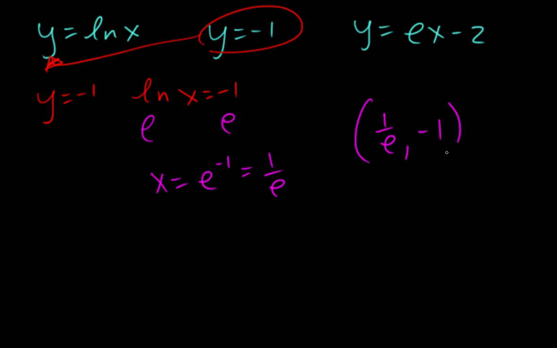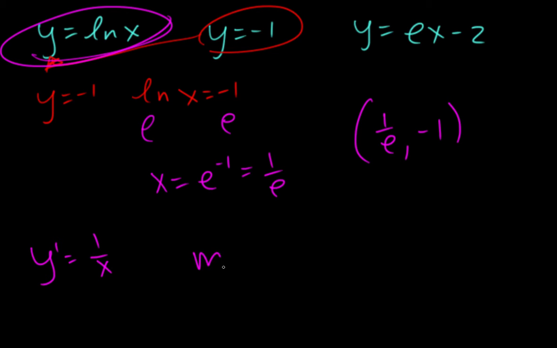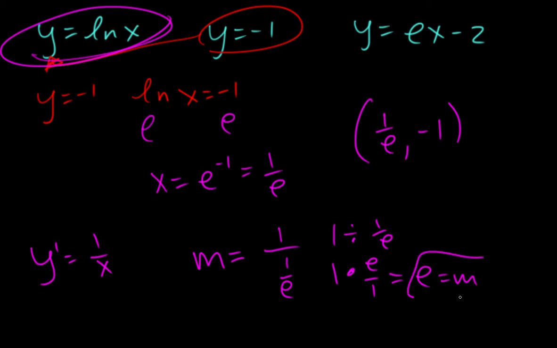And if we take the derivative of this, we know that the derivative is 1 over x. And so all we need to do is plug in that x value to that. So to find the slope, we're going to do 1 over 1 over e, which if we do 1 divided by 1 over e, we do 1 times e over 1, which is just e. So the slope is equal to that.